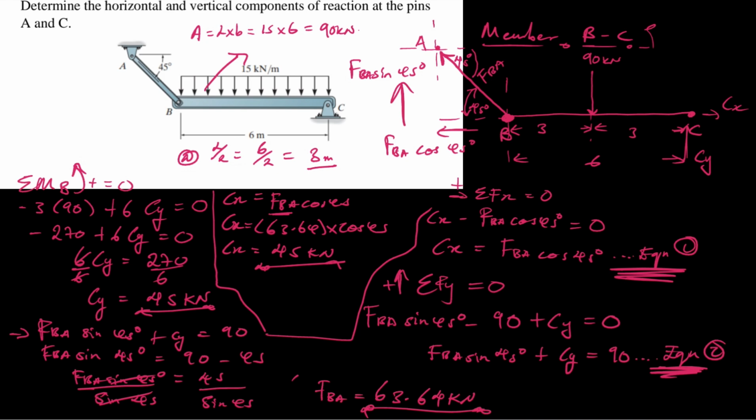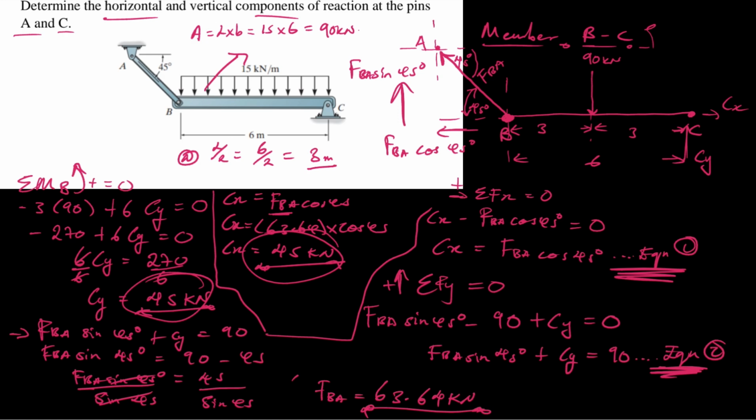Remember, we're supposed to determine the horizontal and the vertical reactions at the pins. We have the first pin A and the second one C. We have found all the reactions, in the horizontal and the vertical, at C. We have the first, CY, which is 45. The second, Cx, which is here, is also 45. So now the next thing we're supposed to do is to analyze the pin independently.